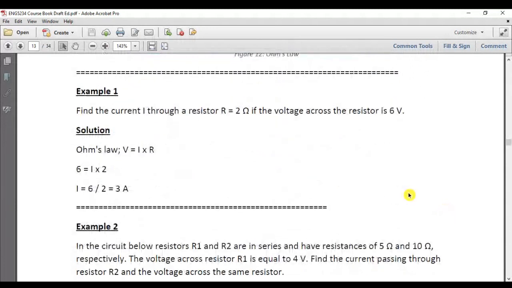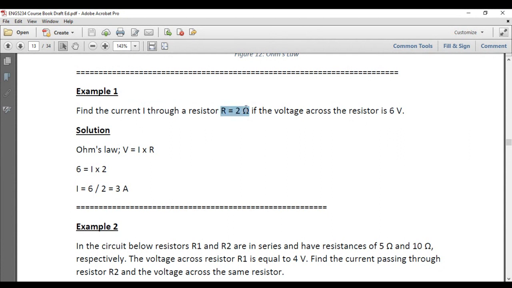So Ohm's law you are already aware of. Now we will just look at a few examples, and then you can go ahead with the practice of some simple DC circuit problems which I have uploaded as a worksheet in your journal. So the first example is: find the current through a resistor R of 2 ohms if the voltage across it is 6 volts. It's simple.